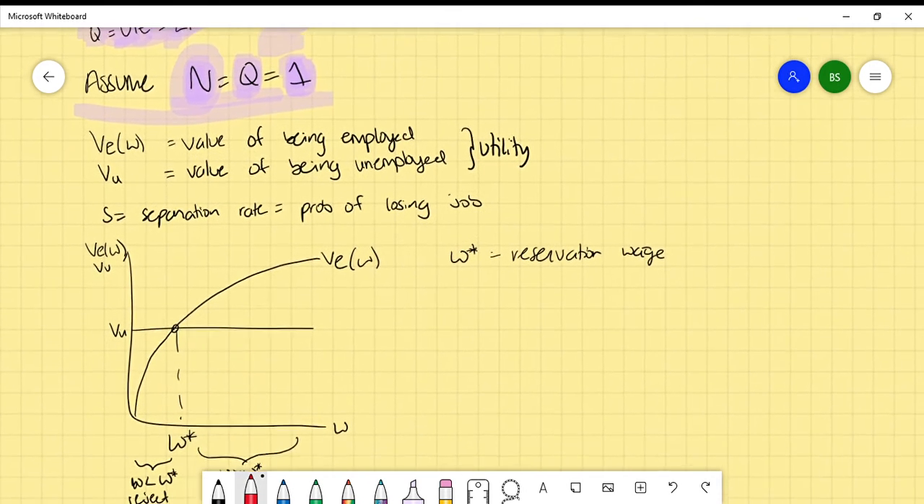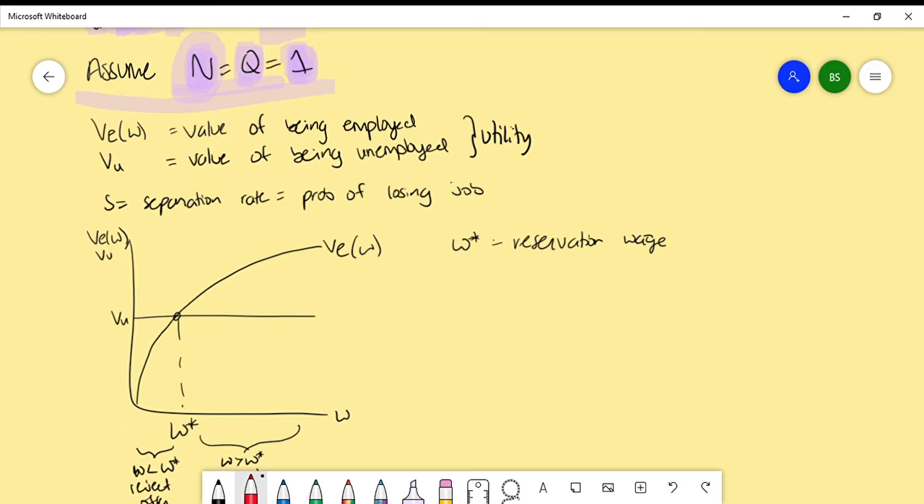Okay, so next we have VE, which is the value of being employed. It's the utility from being employed, like, yay, I have a job. And then VU is the value of being unemployed. Now you might be like, oh, but there's no utility or value to being unemployed. Well, we'll see later on.